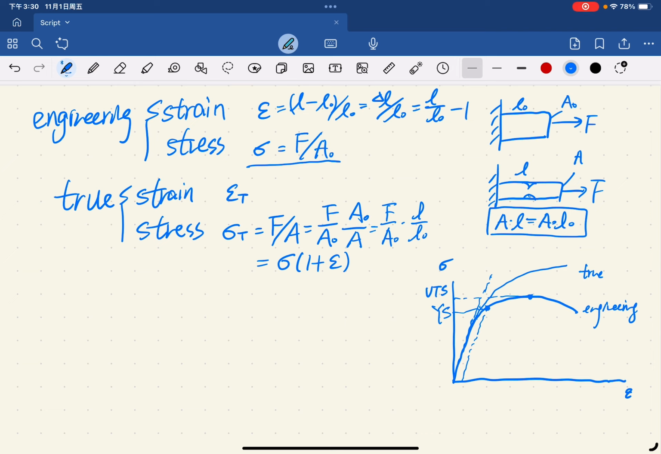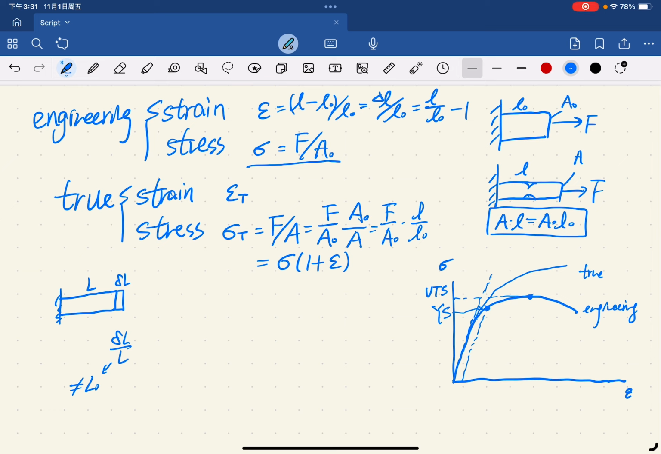So the true strain, it is the elongation divided by the original length. At each specific time, the length is changing. So like at this point, the length is L, and at this point, if it is elongated by a very small value of delta L, the true strain of this particular time is delta L divided by L. So this L is not L0. It is the actual length of this point instead of the original length.